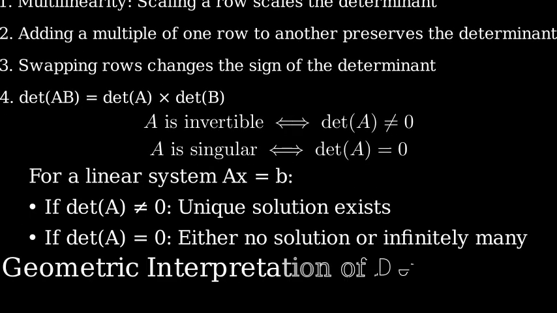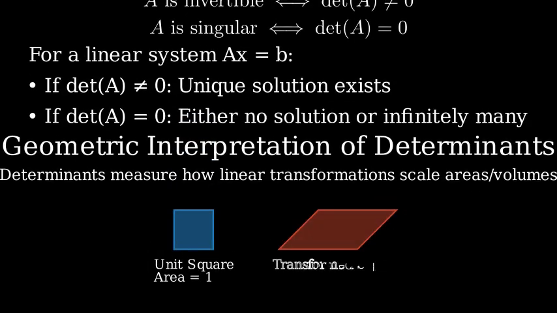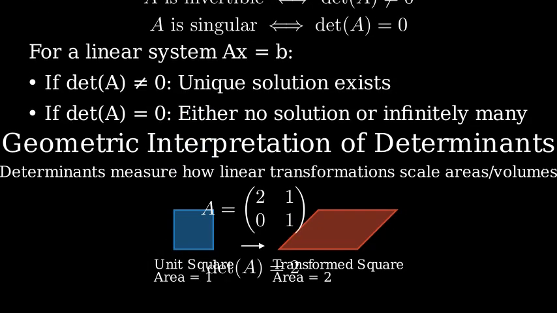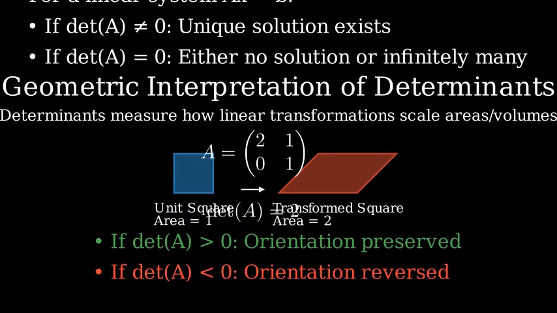Now, let's look at the geometric interpretation of determinants. The determinant tells us how a linear transformation affects area or volume. In 2 dimensions, the absolute value of the determinant gives the factor by which areas are scaled. The sign of the determinant indicates whether the transformation preserves or reverses orientation. For example, in 2D, if we start with a unit square and apply a transformation with determinant 2, the resulting parallelogram will have an area of 2 square units.